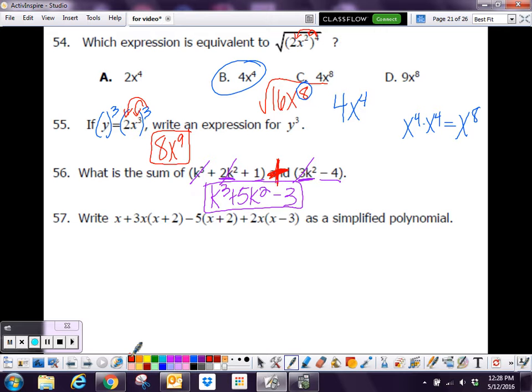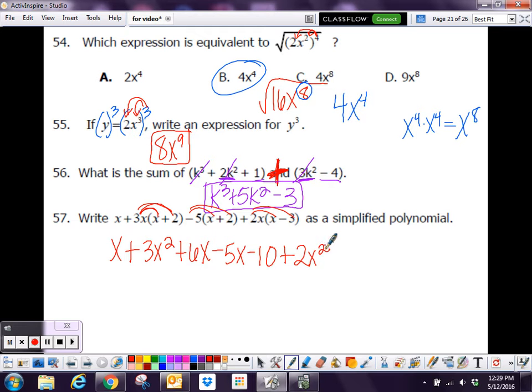57. Write x plus all that stuff as a simplified polynomial, all right? So I've got to take these things in here, and I'm going to have to do some distributing. So we have x plus, if I distribute 3x times x, that's 3x squared. 3x times 2 is 6x. Minus 5 times x is minus 5x. Negative 5 times 2 is negative 10. Plus 2x times x is 2x squared, and 2x times negative 3 is negative 6.